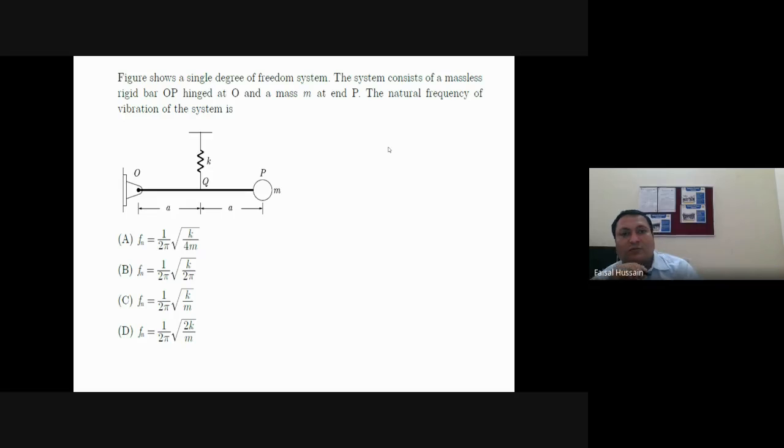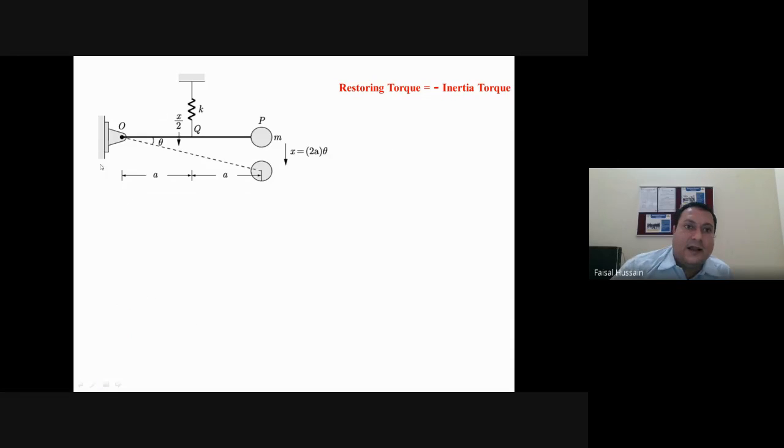Now there are four options A, B, C and D, and we have to determine what? We have to determine the frequency of the vibrating system. Now in this question, let us draw the free body diagram. This is the free body diagram of the system.